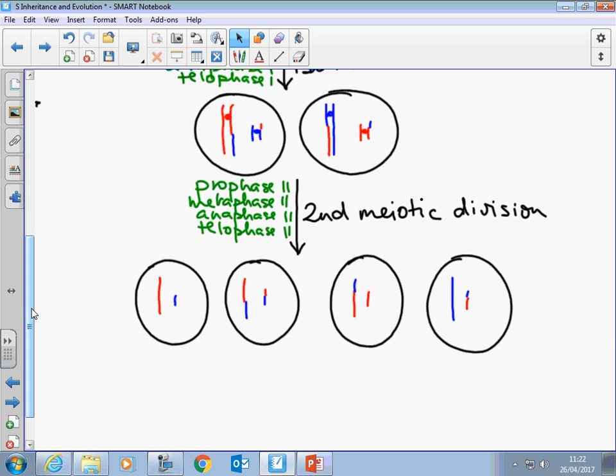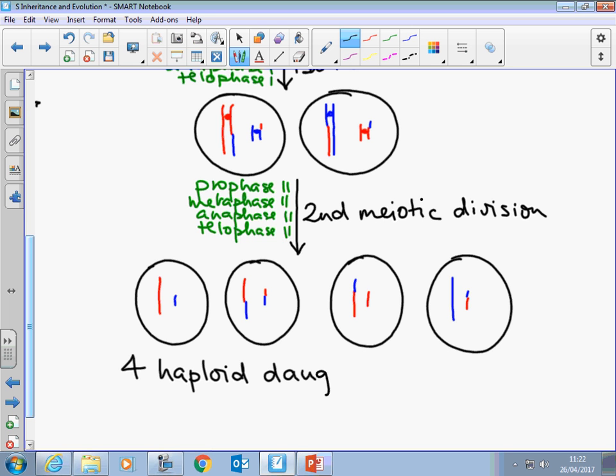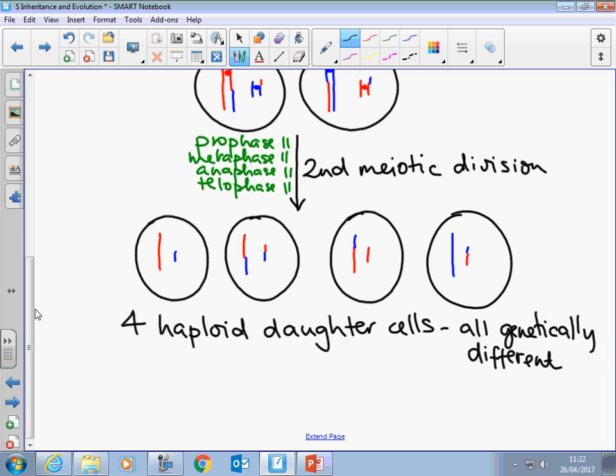So what we've ended up with are 4 haploid daughter cells, and they're all genetically different. So, parents provide this sort of lucky dip. And sometimes children come out lucky, and sometimes less so.